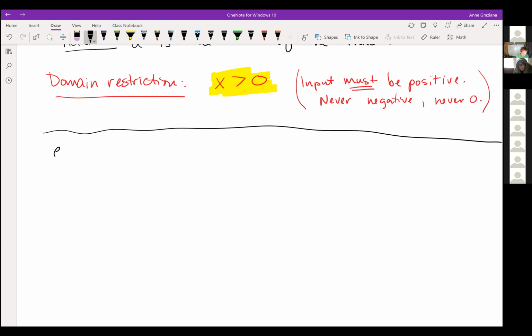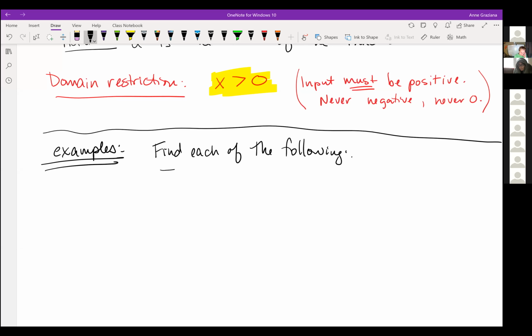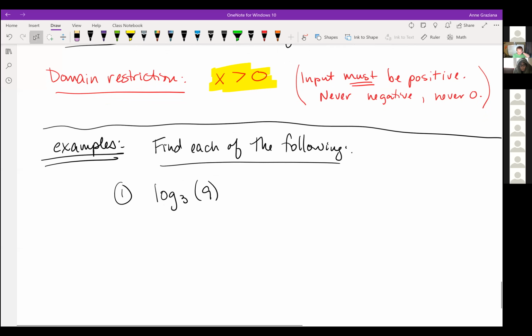All right, let's do some examples. The log stuff, I find students generally do pretty well with this. It's usually not too bad. So find each of the following. So here's number 1. Look at log base 3 of 9. Oh, I know there's something else I wanted to tell you, but I'll tell you after we're done with this.